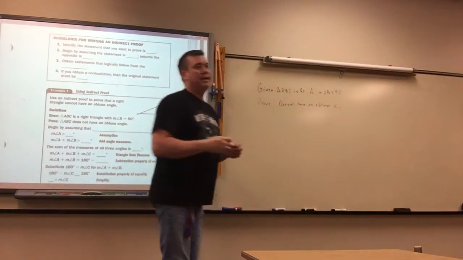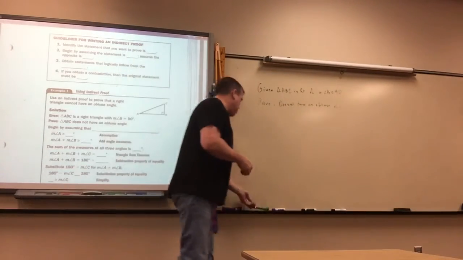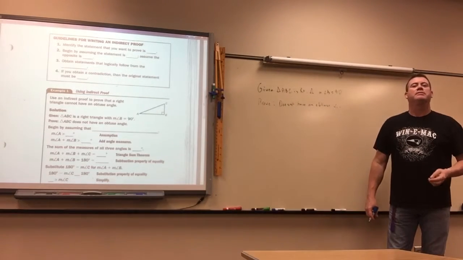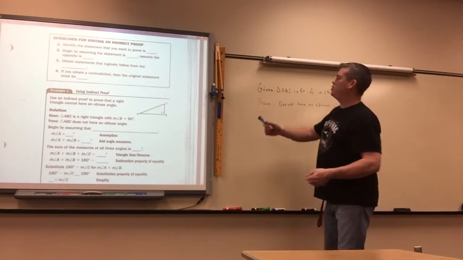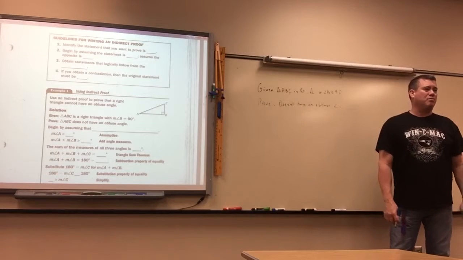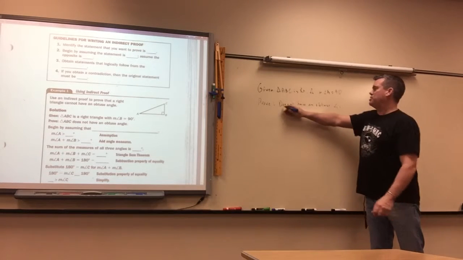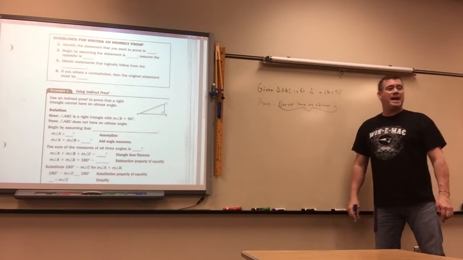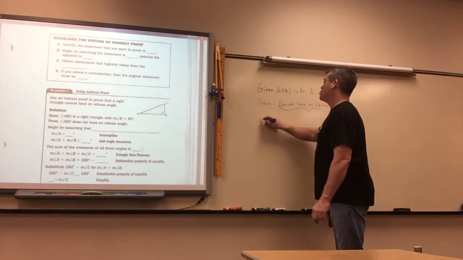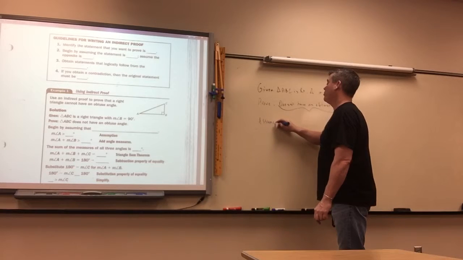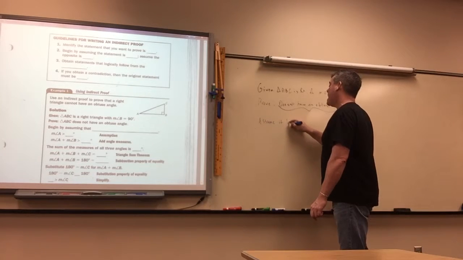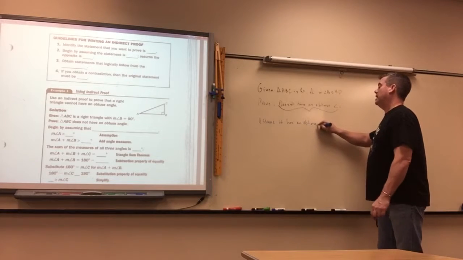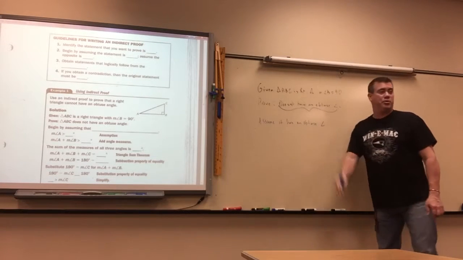Okay, so an indirect proof tells you to assume the opposite of what you're trying to prove. So what's the opposite of doesn't have an obtuse angle? Has an obtuse angle. So let's assume it has an obtuse angle. This is how you would write it out.